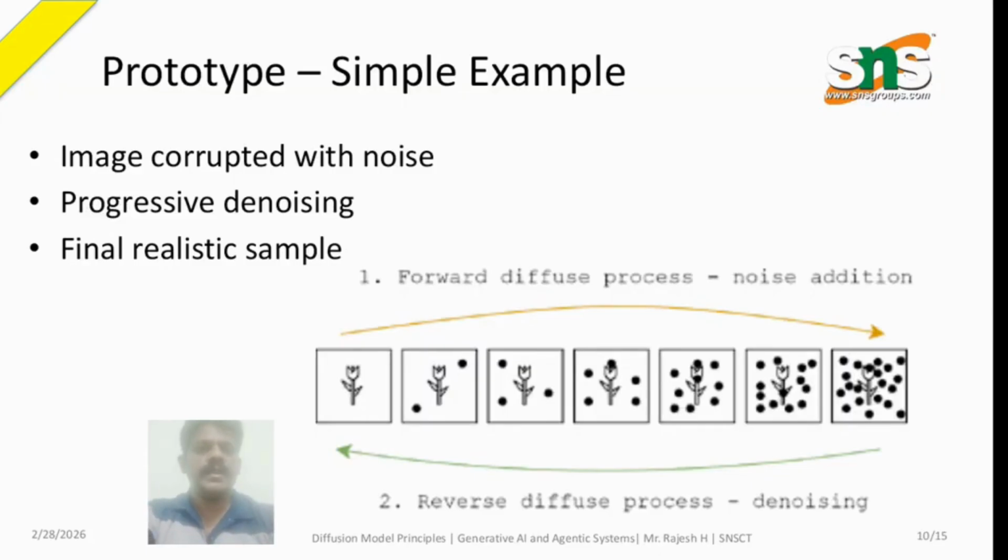So again the prototype here: the image is being corrupted with noise initially. Then with the progressive denoising process, we are able to achieve the realistic images that we are prompting. So the forward diffusion process and the reverse diffusion process are a combination of adding noise and then denoising again.